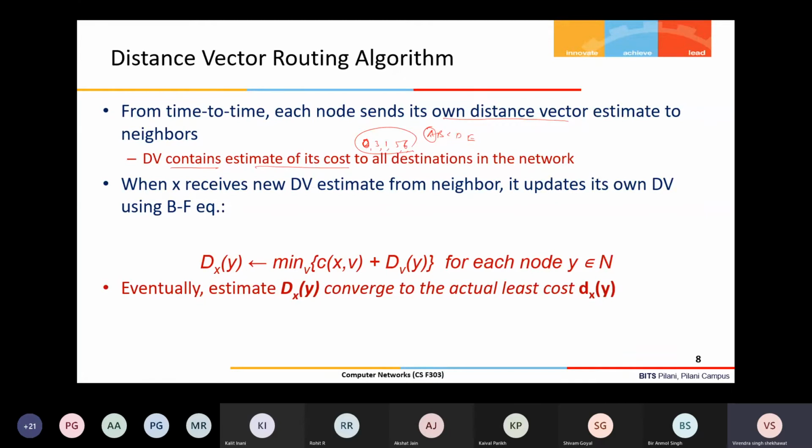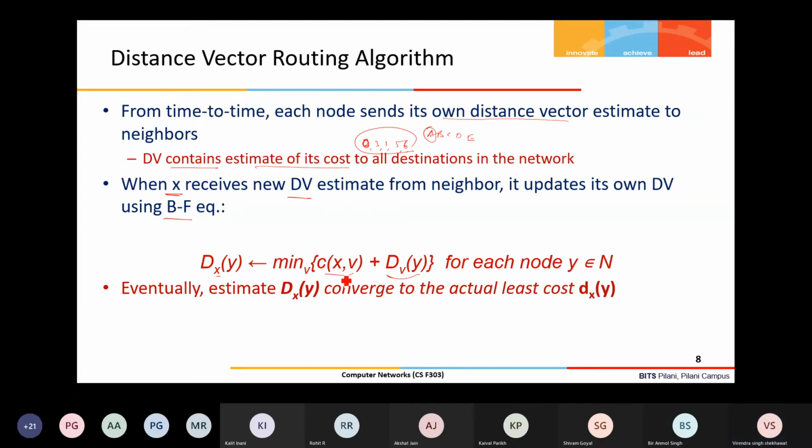So this is a distance vector. A distance vector is an estimate of its cost to all destinations in the network. Mathematically, when X receives a new distance vector estimate from a neighbor, it updates its own distance vector using the Bellman-Ford equation. This is the notation we use. Here d_xy means the cost, d is the distance vector, the cost from x to y. So d_xy will be the minimum of c_xv plus d_vy.